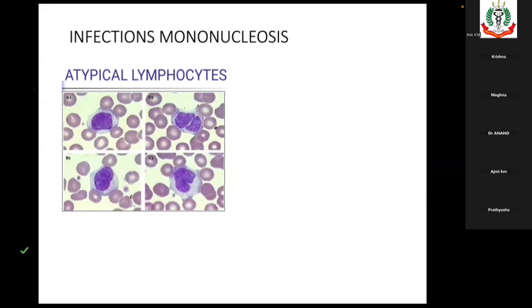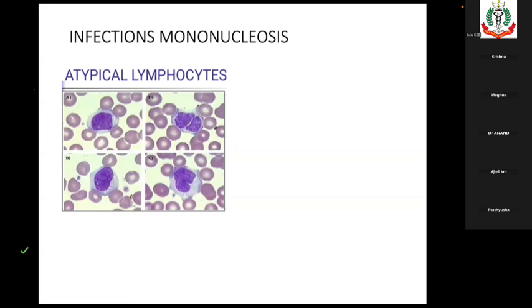Infectious mononucleosis is caused by which virus? Epstein-Barr virus. And this is the picture of the peripheral smear of IMN. What do you see? These are the cells. You should write this: atypical lymphocytes. The different shapes, the Downey type 1, type 2, type 3 cells.